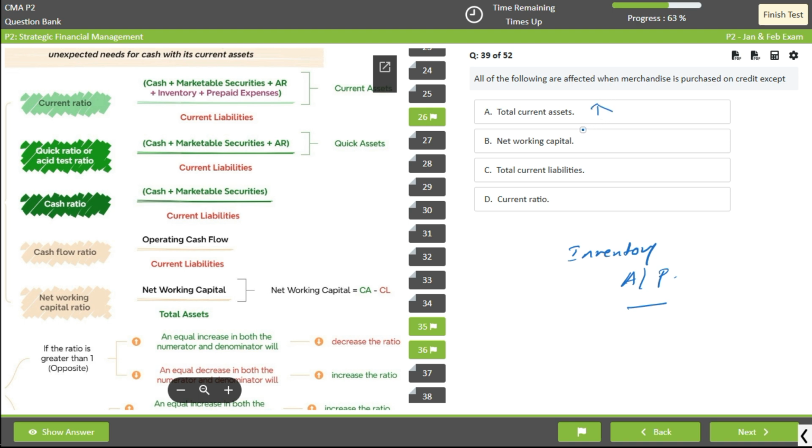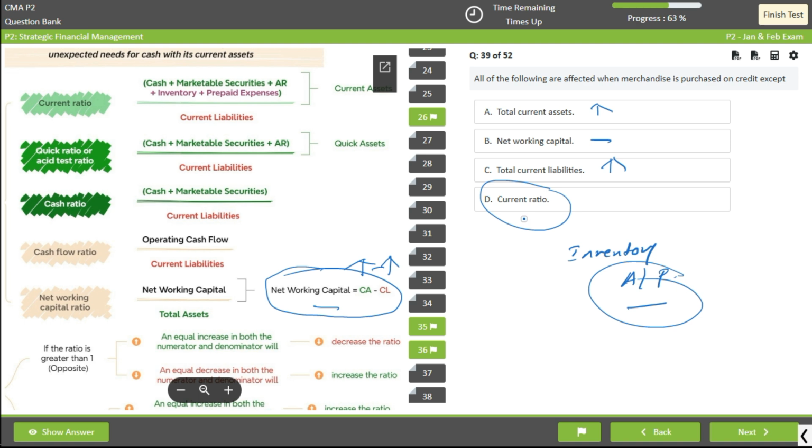Net working capital is the difference between current assets and current liabilities. Here your current assets increase, and your accounts payable, which is a current liability, also increases. Both are increasing, so the net working capital will have no effect. Total current liabilities: accounts payable is increasing, so total current liabilities increase. Current ratio is current assets by current liabilities, so there will be an effect on the current ratio as well. So all of the things are affected when merchandise is purchased on credit except the net working capital.